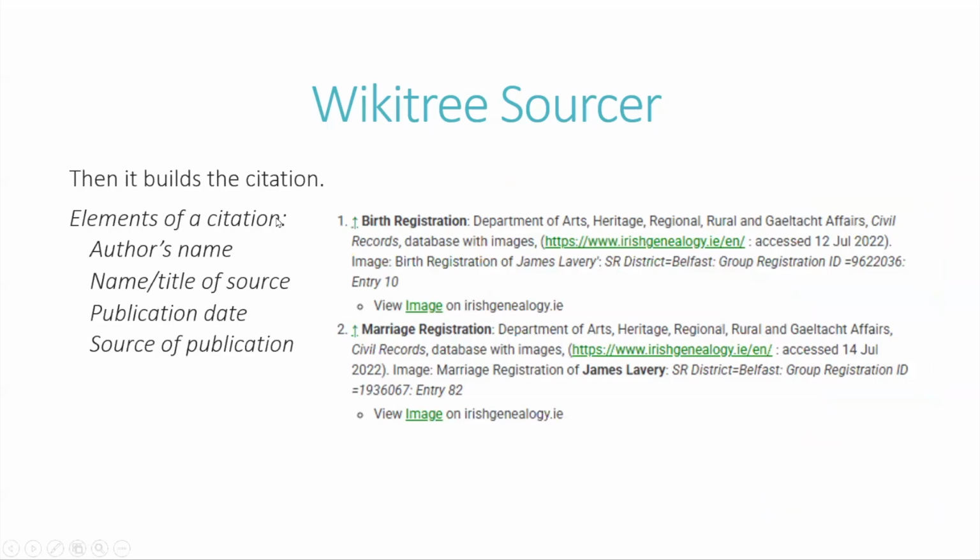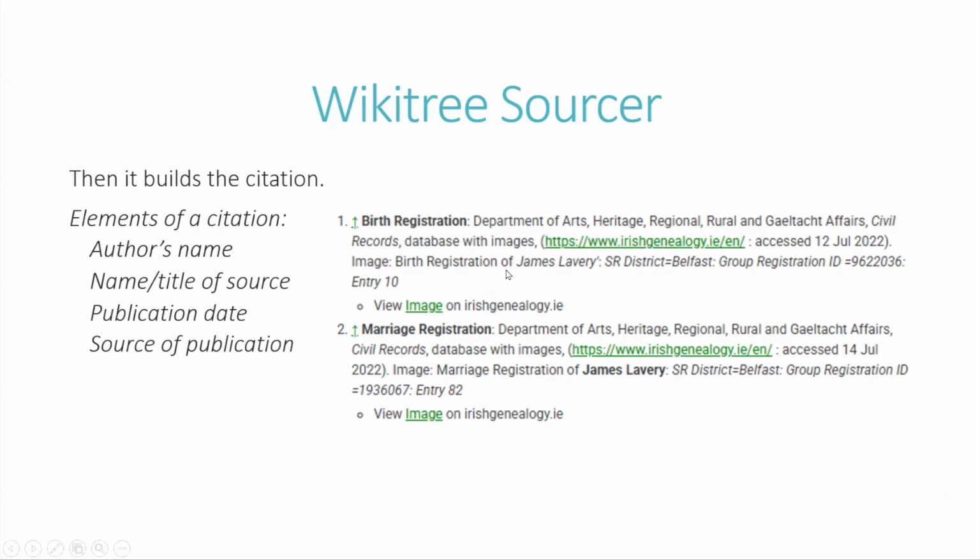I do it quite simply, but if you want to do a proper citation for a source, it should include the author's name, the name of the source, publication date, and the source of the publication. So if you've then found a particular record in one of those databases, you can then get it to properly word the source, which you can then directly add to Wikitree.